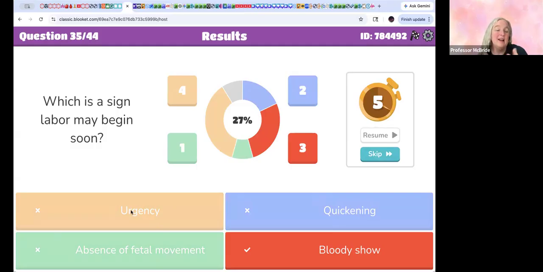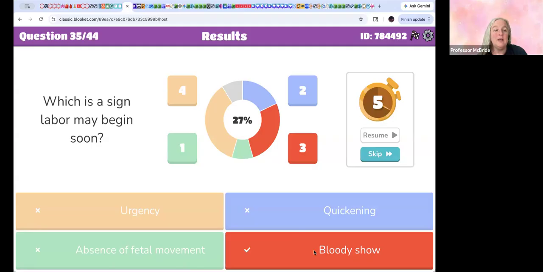Urgency. We could see more urgency if the baby's engaged or dropped, but that doesn't mean that the labor is going to start soon. Babies sometimes will engage in the pelvis weeks before. Absence of fetal movement. We shouldn't ever be experiencing absence of fetal movement.